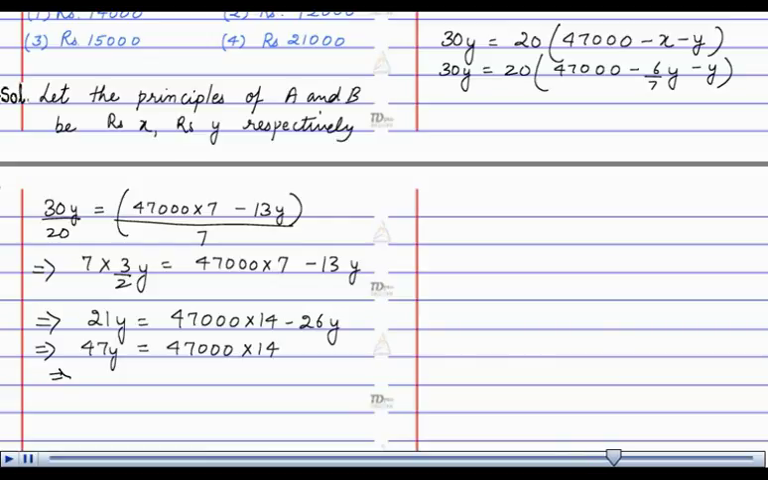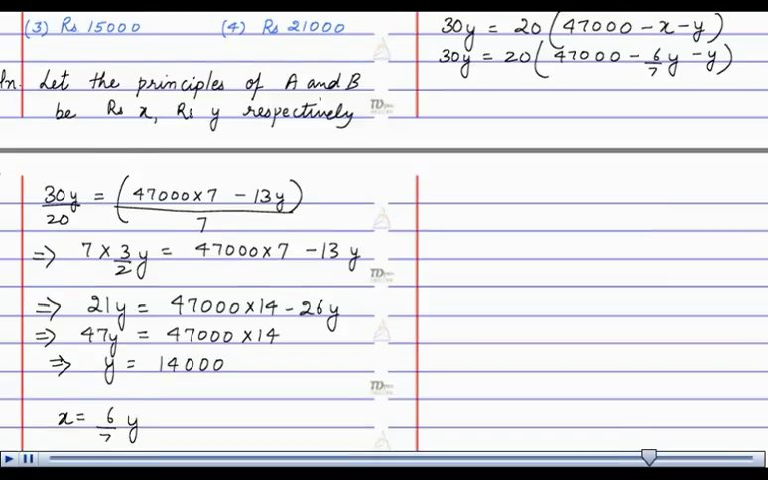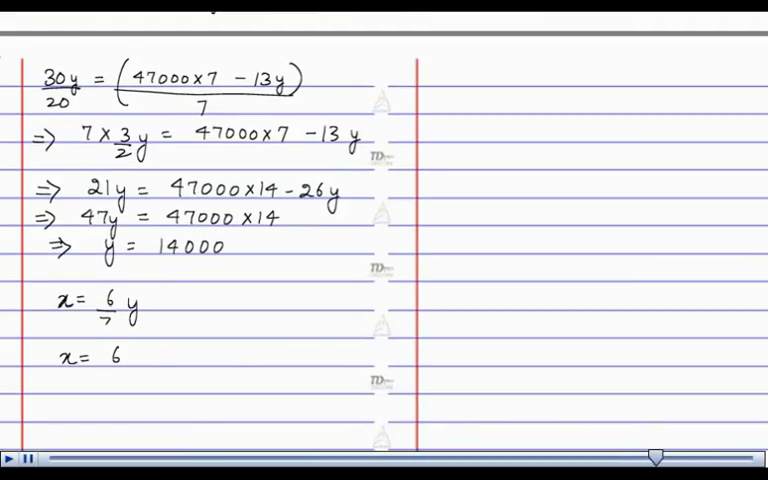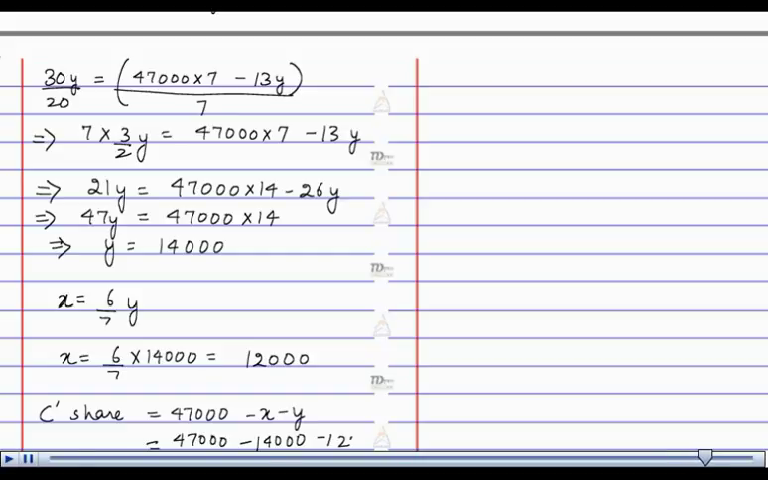This gives Y is equal to 14,000. Now since equation 2 states that X equal to 6 by 7 of Y, we get X is equal to 6 by 7 of 14,000, that is 12,000, and C's share, that is 47,000 minus X minus Y, is given by 47,000 minus 14,000 minus 12,000, that is equal to 21,000.